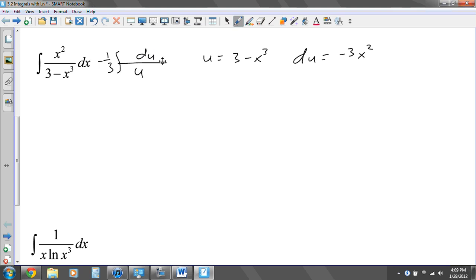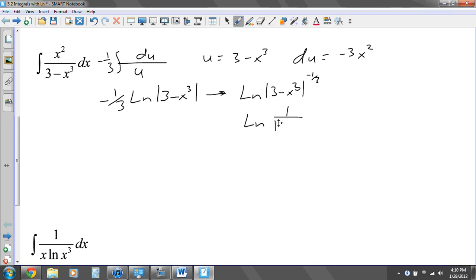So I've got du over u, which would be the same as 1 over u du, which integrates to be the natural log. So negative 1/3, the natural log of my u, okay, absolute value of 3 minus x cubed. And then we could put this up here as an exponent if we wanted to, just as a good review for our logarithm rules. Could turn this into the ln of the absolute value of 3 minus x cubed to the negative 1/3 power. Of course, the negative puts it on the bottom. So this could be the ln of 1 over the absolute value of 3 minus x cubed to the 1/3 power, which could be rewritten as the cube root.